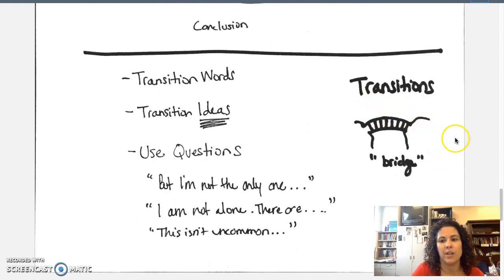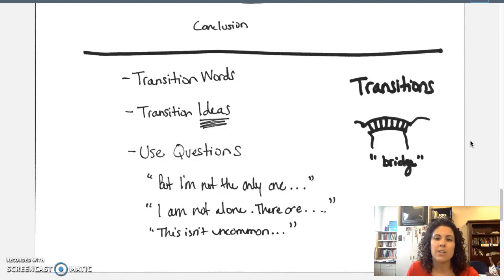This is my bridge. I know I didn't draw so well, but transitions bridge ideas between each other. So you have transition words that we use for our narrative, and I'll also link transition words for you here that you can use. You also want to make sure you transition ideas. So in paragraph 3, if you're referencing back to what happened in paragraph 1, you want to say, as stated earlier, right? Reference back to those ideas and remind your reader of what you had said.